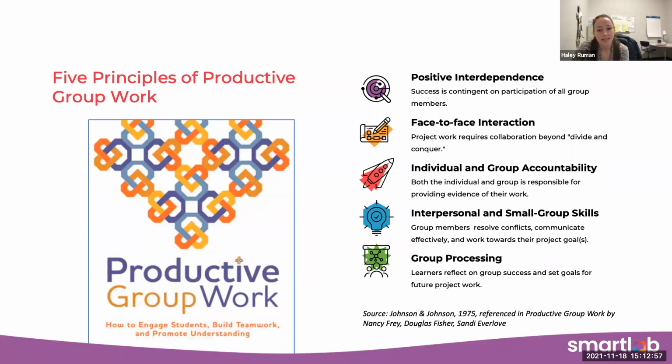Group processing is kind of the last one of the 5, and that's just reflection. How did the group work go? What worked? What didn't? How can we set goals to improve that next time, or what changes do we need to make to improve that next time? You could definitely pull in a rubric or just a simple glow and grow, and build that into your routine. If you can spend 10 minutes at the end of every project, or maybe every couple weeks, and have some time to do some reflection, that can be really, really powerful.